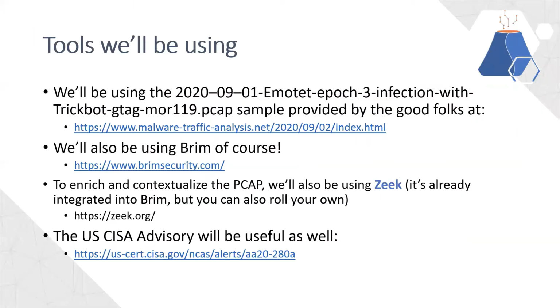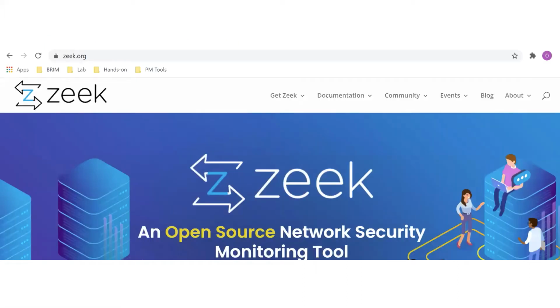We're also going to be using Zeek to enrich and contextualize the PCAP. You can roll your own if you already have an existing deployment, but we also have it integrated into the Brim application. Zeek's a fantastic tool. It's not an intrusion detection or protection system. If you haven't come across it before, it's a network security monitoring tool. What it does is take network data, enrich it and contextualize it, and turn it into what it calls streams. So really it looks at the protocols individually and also tries to identify protocol anomalies.